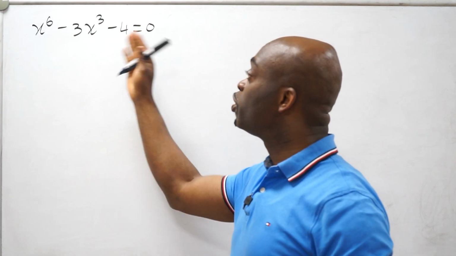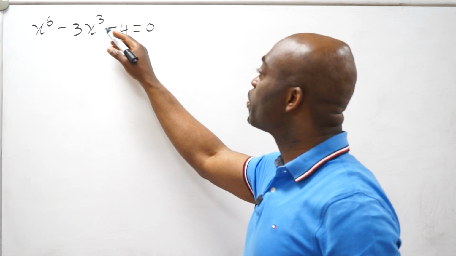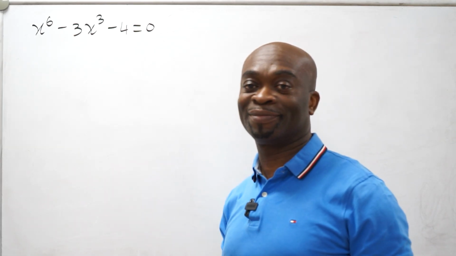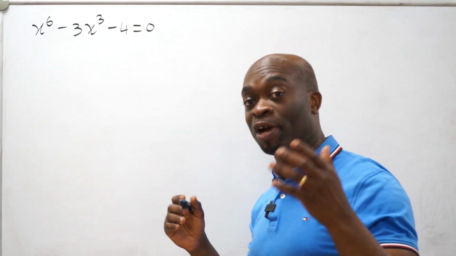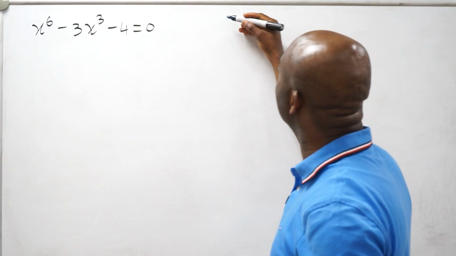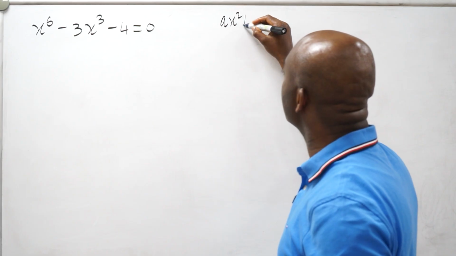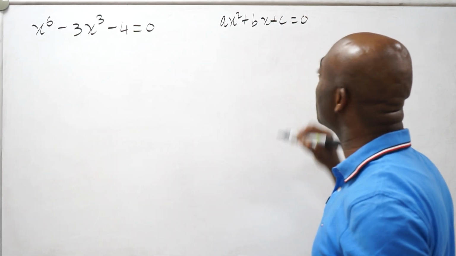Let's solve for this beautiful problem here. We have x to the sixth power minus 3x to the third power minus 4 equals 0. All right? So what are we emulating? What are we actually trying to look into? It is to be able to have ax squared plus bx plus c. That will be able to guide us.